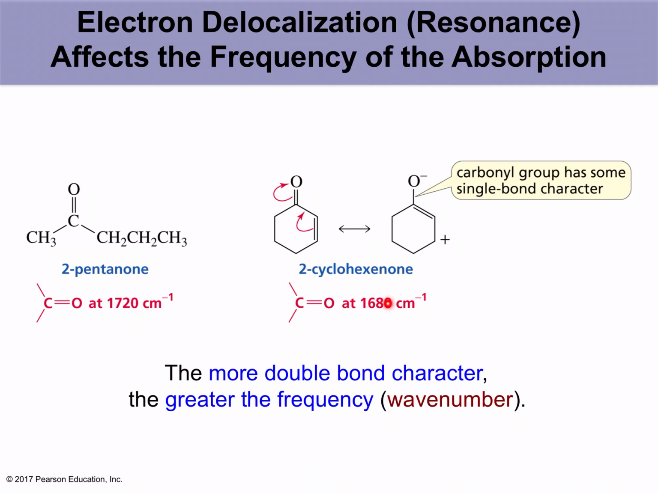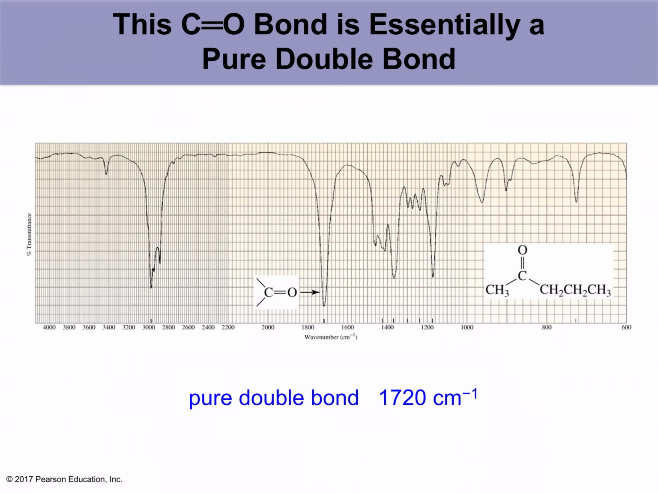And this one, since it's going to be weaker compared to the isolated carbon-oxygen double bond, would appear at a lower wave number, 1680. The more double bond character, the greater the frequency. And here we have this 2-pentanone, so the carbonyl group would appear around 1720.